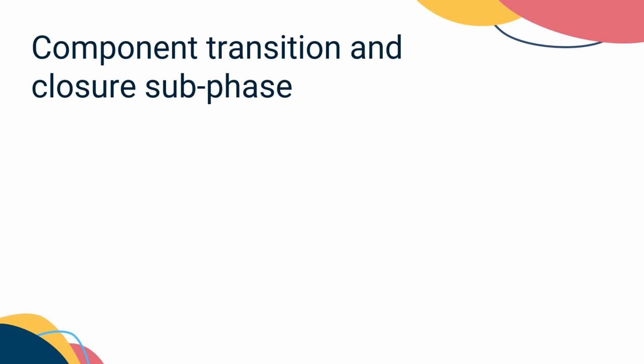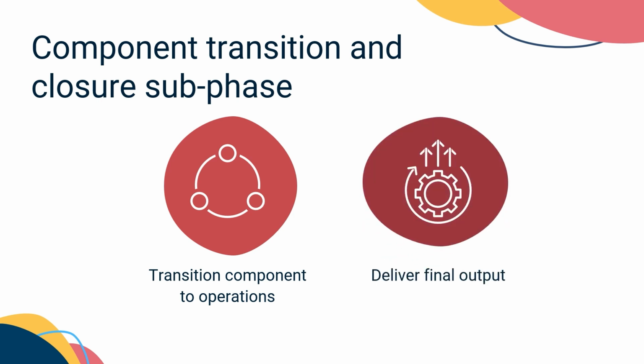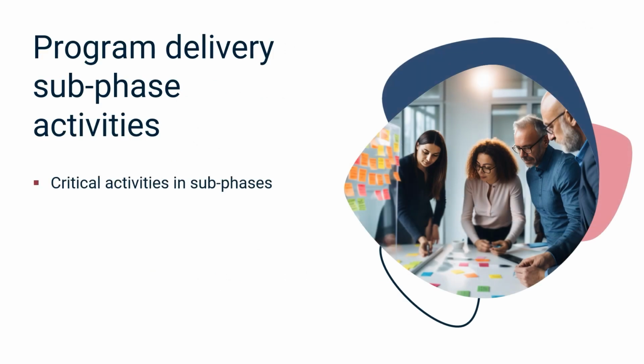To close out a component appropriately, you must verify that your stakeholders accept the deliverables from all components and transition the related operations appropriately. This subphase focuses on delivering the final outputs and ensuring they are transitioned effectively to operations or the next phase of the program. A number of critical activities must be completed in each program delivery subphase.